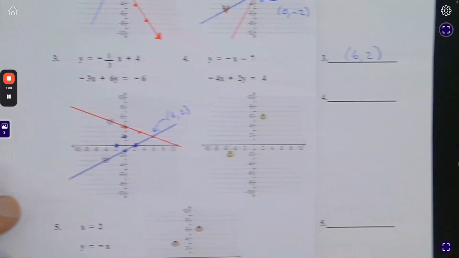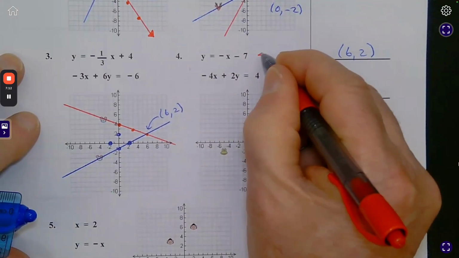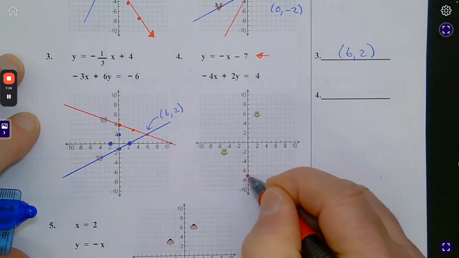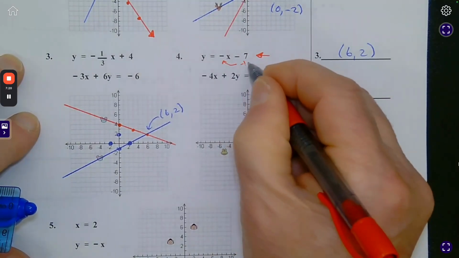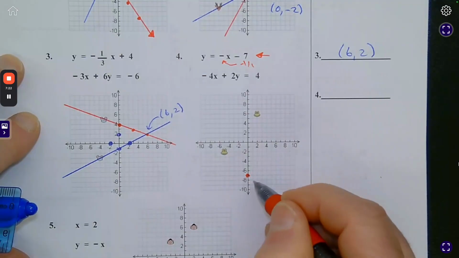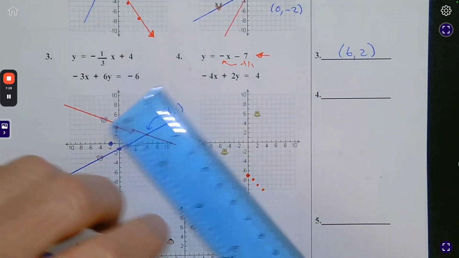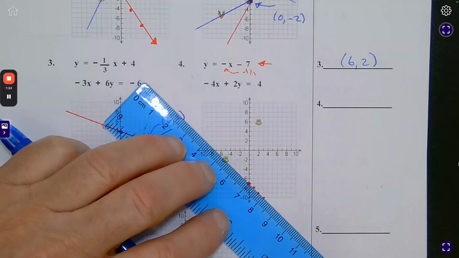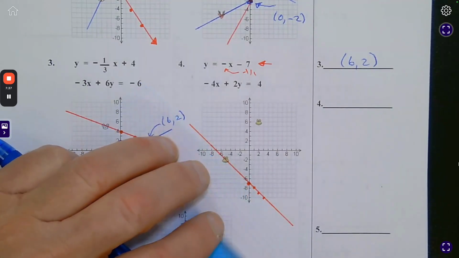Let's see if I can get this one right now. This one has a y-intercept of negative 7. So I'm going to go to negative 7. Now my slope is a negative. That means negative 1 over 1. So I'm going to go down 1 over 1, down 1 over 1, down 1 over 1. Draw my line. Looks like I'm going to go through that little froggy icon right there. So that's good. Drive it all the way through.